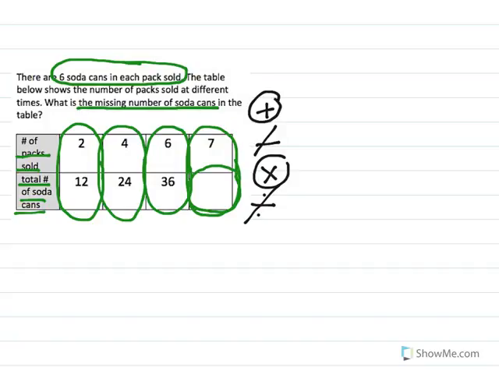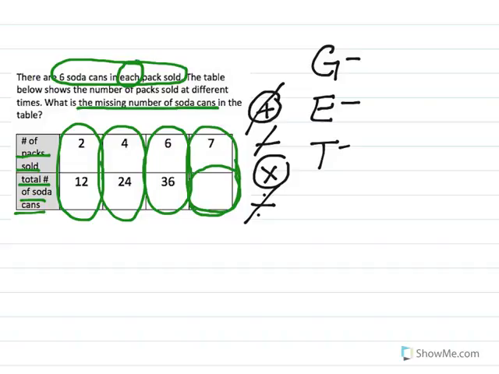But if I look back at my problem, it has this very important word, each. It's telling me that there are 6 soda cans in each pack sold. And like we learned, when we see that word each, that usually means we can use our GET strategy. And if we're using our GET strategy, then addition is out of the picture, because the GET strategy is only for multiplication and division. But since we already eliminated division, the only thing left is multiplication.